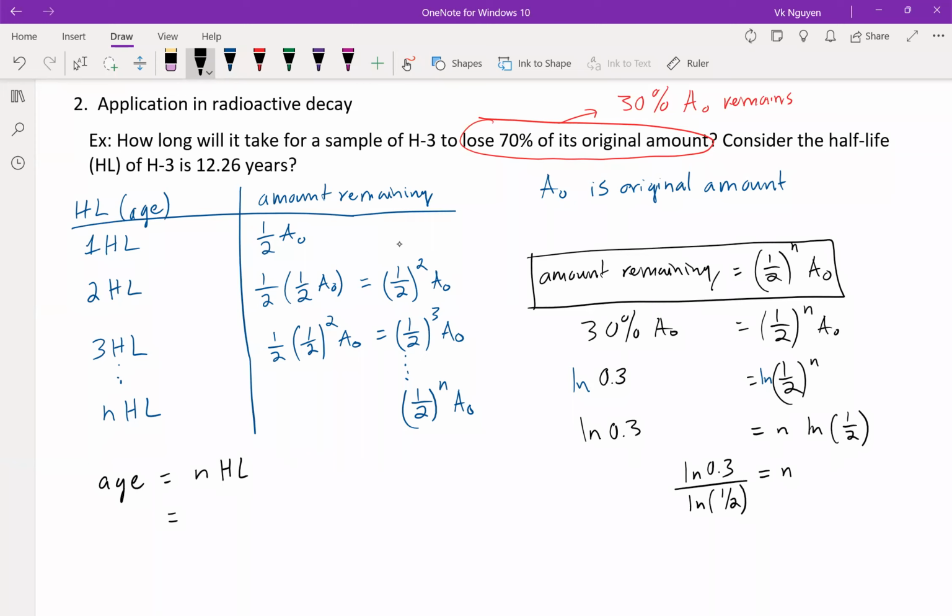We know n is ln 0.3 over ln 1/2. The half-life is 12.26. Plug this in the calculator. Then the age is 21.30 years. Cool, huh?